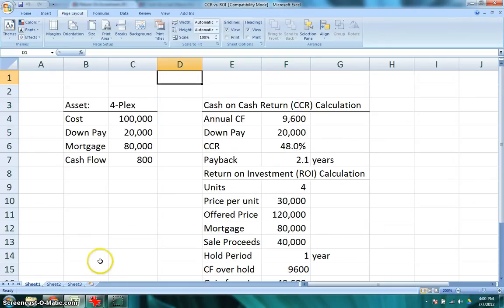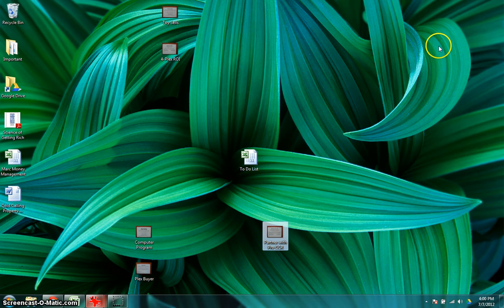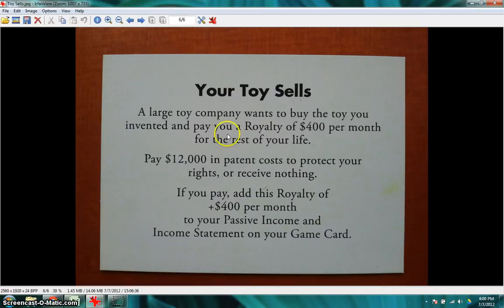So one other thing I wanted to share with you really quickly, or show you, was another example here of a game card, which was your toy sells. In this example, ROI and cash-on-cash return is not shown on this game card, and it's a really good example of showing how you can apply cash-on-cash return to analyze an investment where it's not shown here for you.